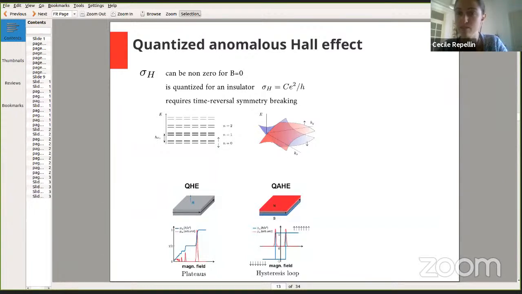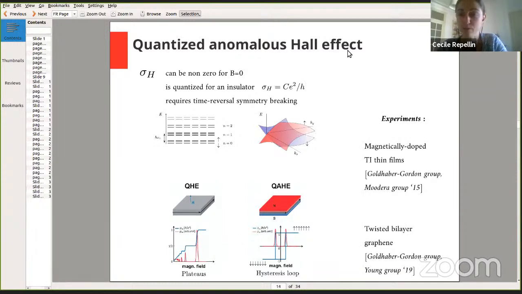So what you expect is a hysteresis loop, where for a strong magnetic field of a given sign, you will polarize the system into one of the bands and thus see the quantized Hall conductance of C e squared over h. But as you decrease the magnetic field, you will go through a regime where the magnetic field is zero, and yet the system is still polarized, and therefore you still have sigma H which is non-zero and quantized, as you see here.